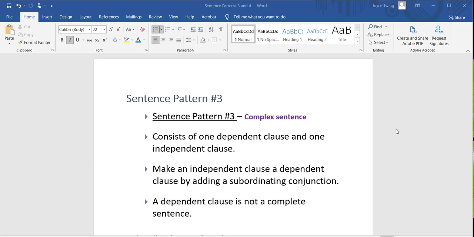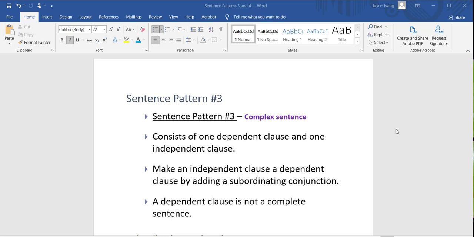Sentence pattern 3, particularly the first rendition, sentence pattern 3A, is a sentence pattern that people write all the time. The thing that gets in the way is they don't punctuate it correctly. So sentence pattern 3 is called a complex sentence, and not complex meaning it's hard, because it's one of the most easily written sentence patterns. But somebody decided that that would be a good name for it, so it is a complex sentence, and it consists of one independent clause and one dependent clause.